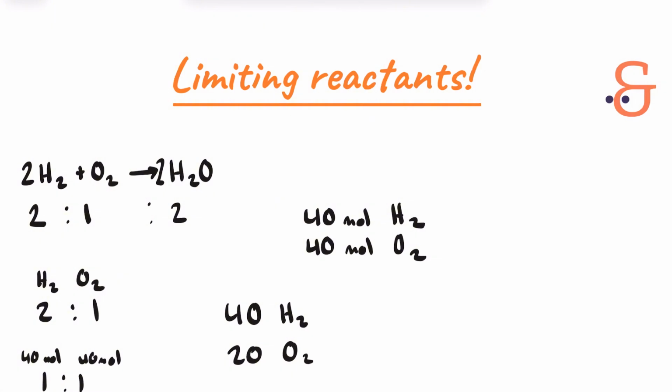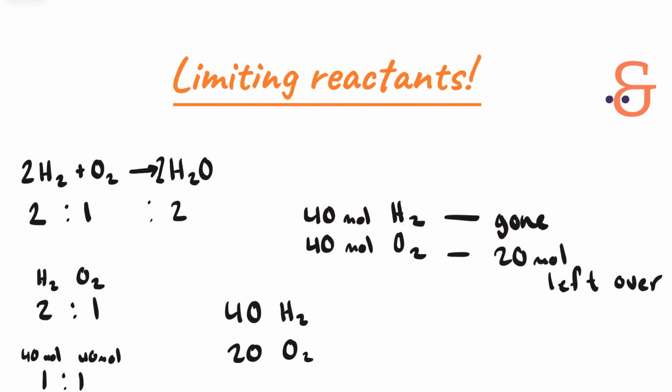So this shows us that O2 is actually not the limiting reactant, as we've still got 20 moles of O2 left over. However, we can't use those 20 moles because we don't have enough H2 to keep that in a 2-to-1 ratio. Let's say we tried to use 40 moles of O2. How many moles of H2 would we need? We would need 80. So in this case, even though we've got the same amount of both reactants, H2 is actually going to be our limiting reactant because we're using up all of H2. However, we're still going to have 20 moles of O2 left over.